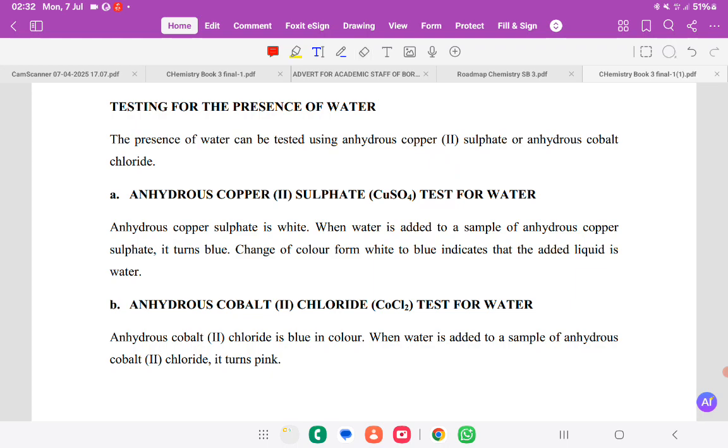Start off with anhydrous copper sulfate, CuSO4, the test for water. Initially, anhydrous copper sulfate is white. When you add water to a sample of anhydrous copper sulfate, it turns blue. So the change of color from white to blue indicates that the added liquid is water.